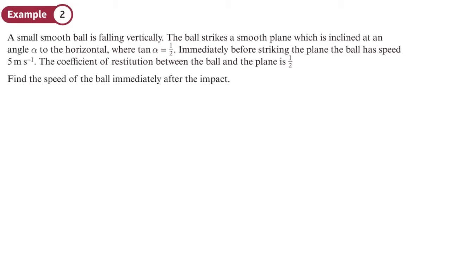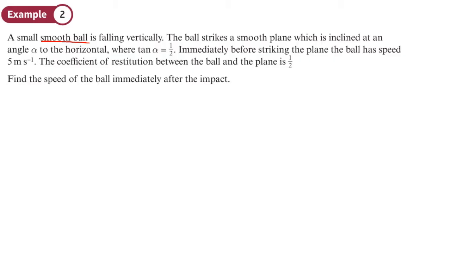Okay, a small smooth ball is falling vertically. Okay, so there may be some soother involved in this. The ball strikes a smooth plane which is inclined at an angle of alpha to the horizontal, where tan alpha equals 1/2. Immediately before striking the plane, the ball has a speed 5 meters per second. The coefficient of restitution between the ball and the plane is 1/2. Find the speed of the ball immediately after the impact.